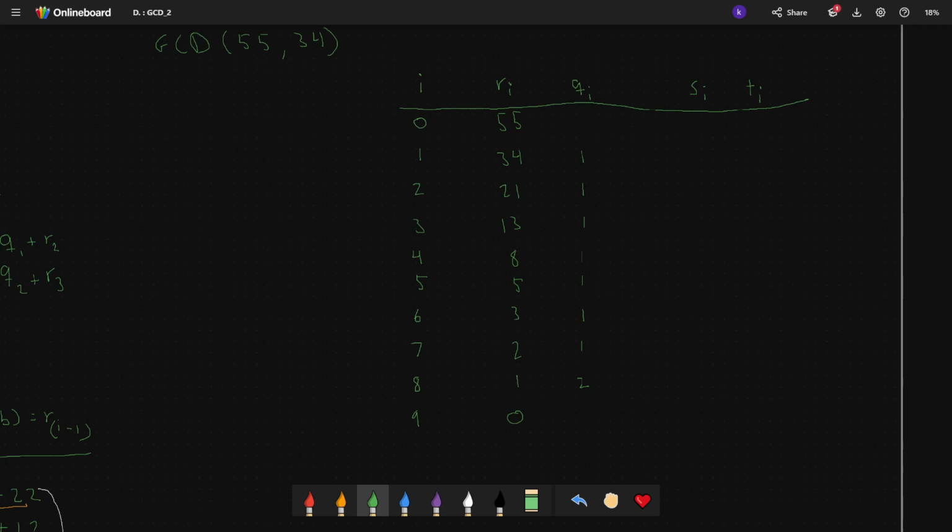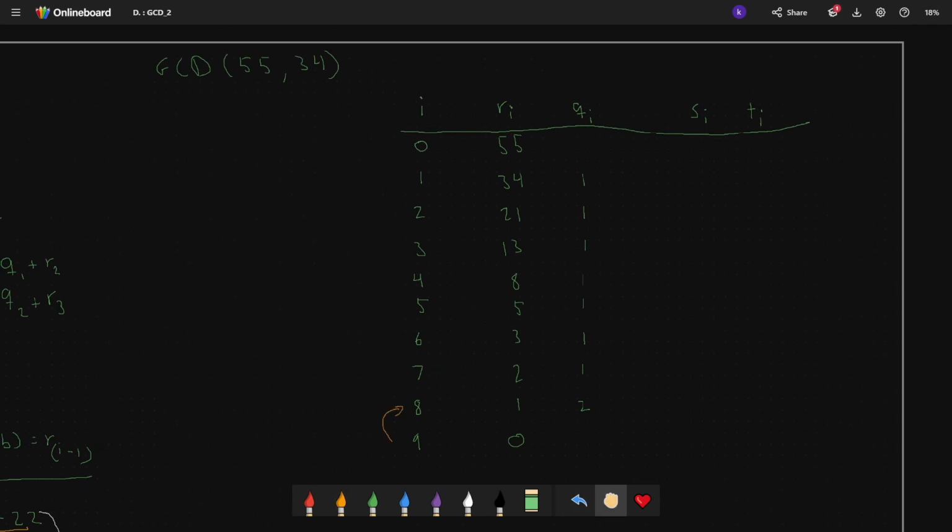And so our answer is, of course, remainder 8, which is equal to 1. So the greatest common divisor of 55 and 34 is equal to 1.